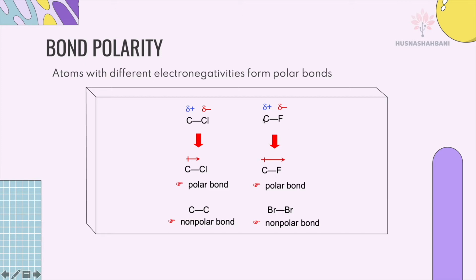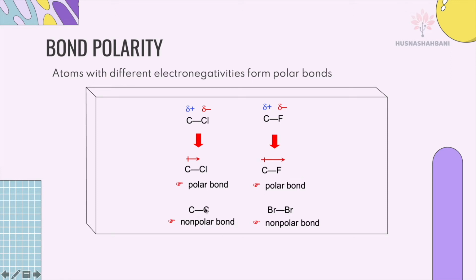Same goes for C bonded to F. Fluorine is more electronegative than carbon. The fluorine tends to attract the two electrons towards itself because it's more electronegative. So the fluorine region is partially negative, delta minus. The carbon region is partially positive, delta plus. Different electronegativity between the two bonded atoms causes a polar bond.